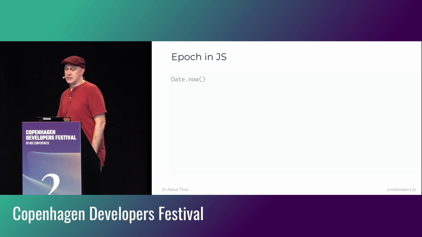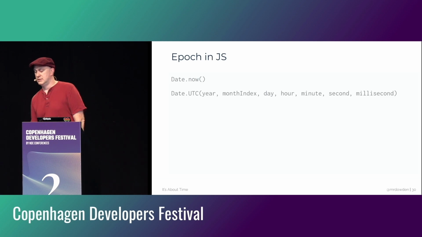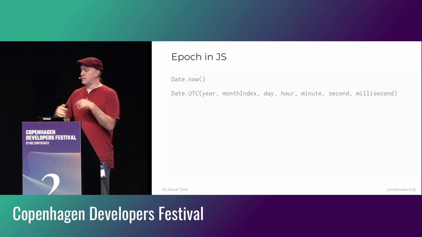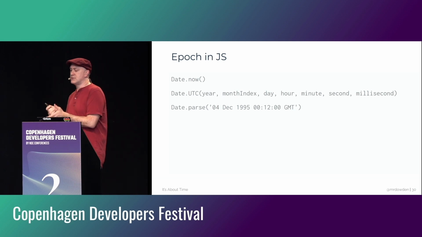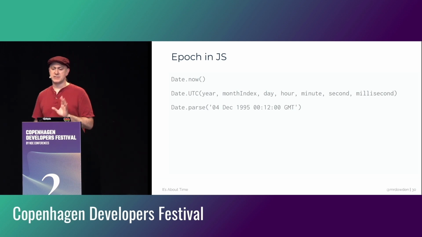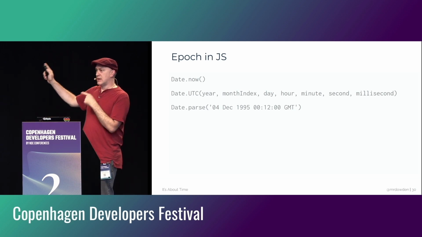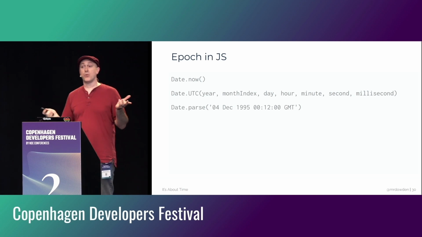is interesting. We have Date.now. We have Date.UTC, where you can pass in all these different parameters and still get an epoch back. We can try parsing a string using Date.parse. Hint, don't ever use Date.parse. Does anybody know why?